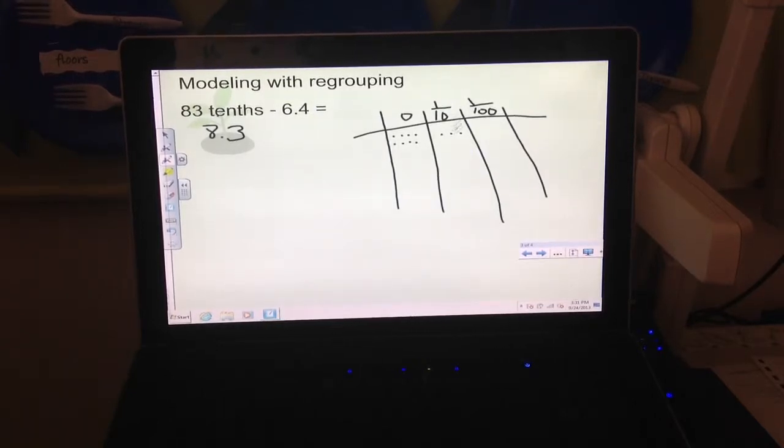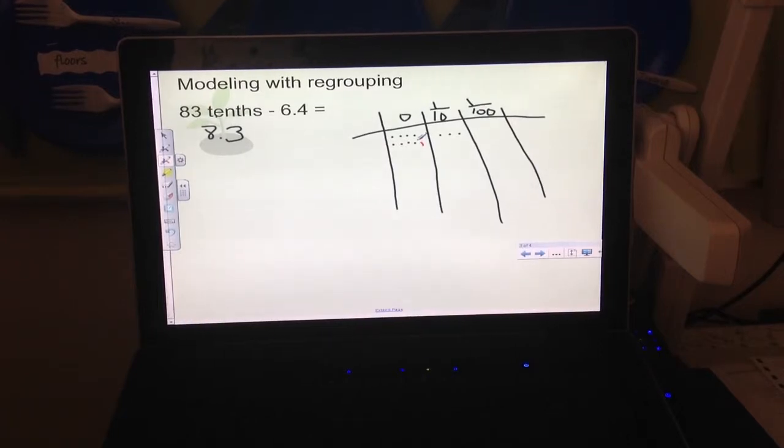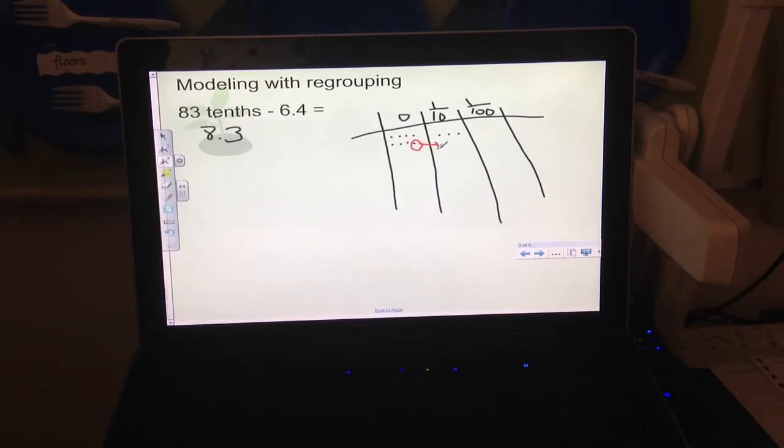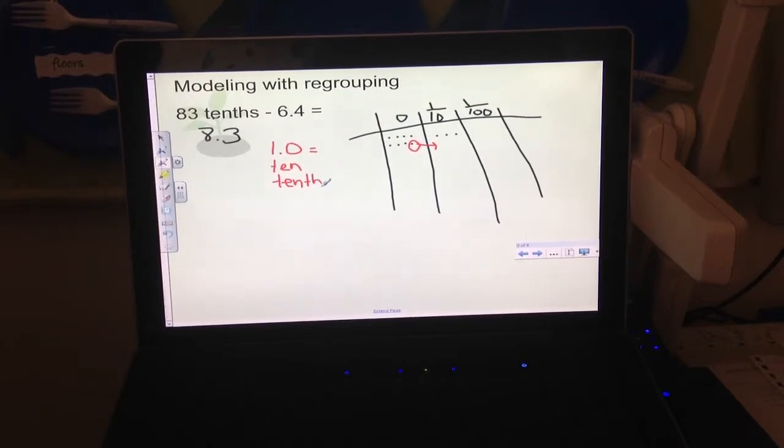I can see if I start at the tenths column, there aren't 4 tenths for me to take away. So what I'm going to do is I'm going to take one of these ones and I'm going to move it over to this column. And watch what happens. If I have 1 whole, that's the same thing as 10 tenths. And the children are familiar with that. That 1 whole is the same thing as 10 tenths. 10 tenths looks like that. So when I go into the tenths column, instead of putting a 1 now, I'm putting 10.